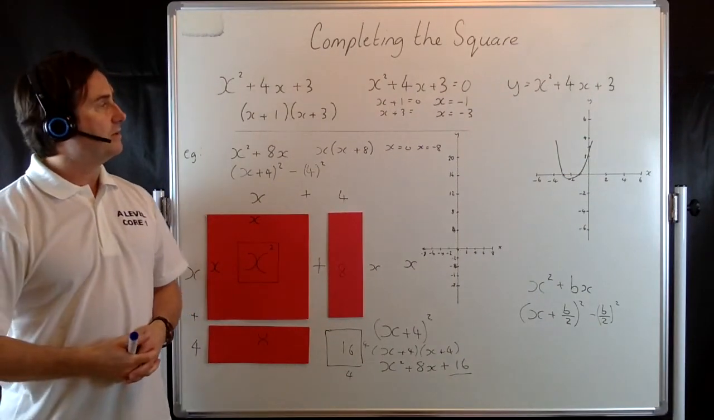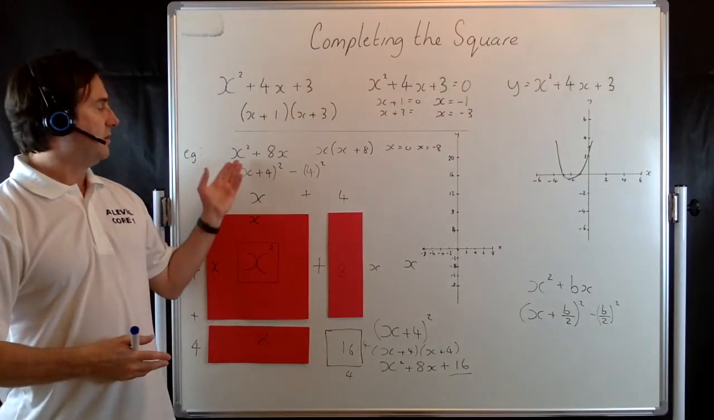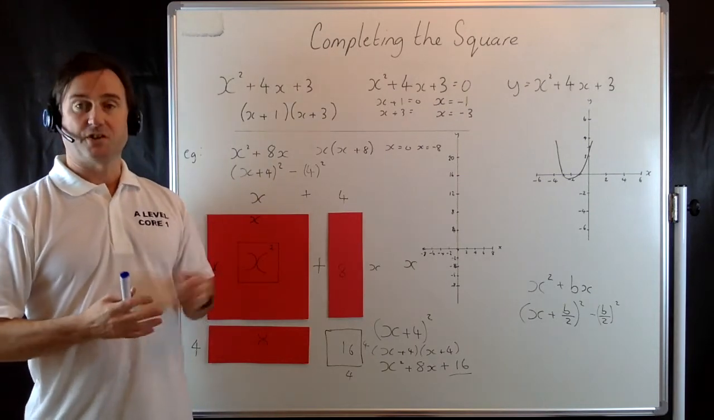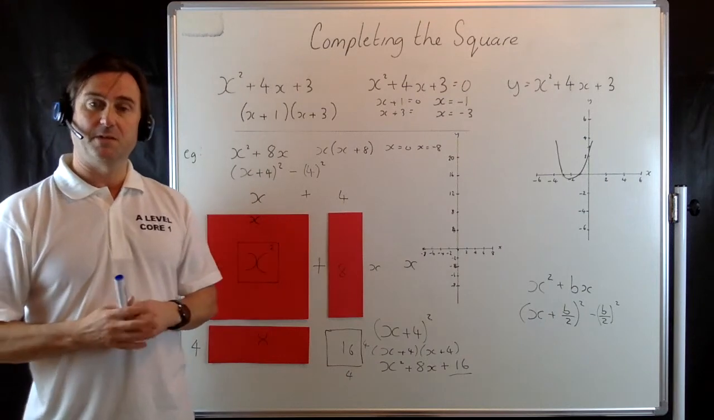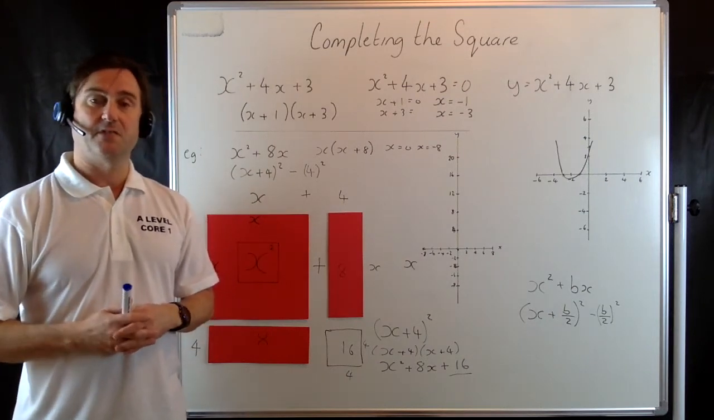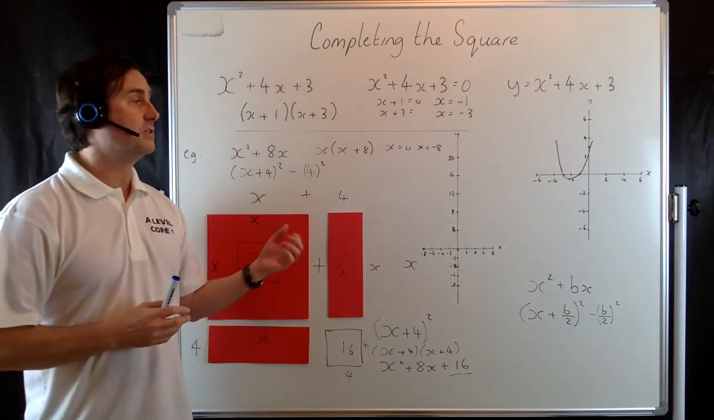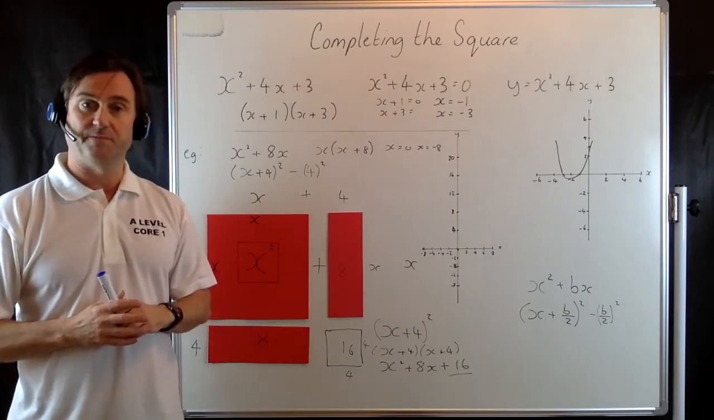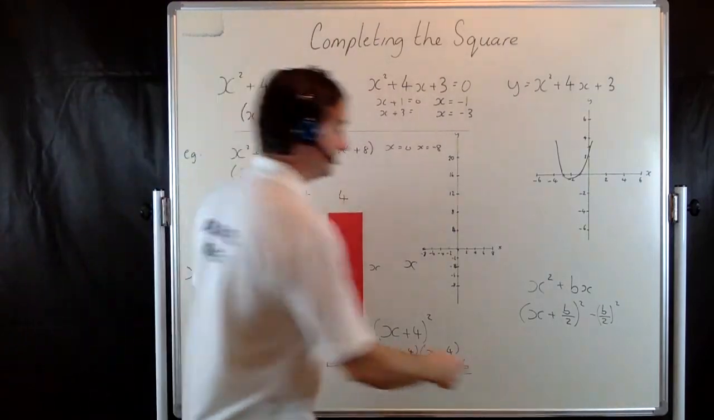Okay, now what I'm going to do is take my expression, x squared plus 8x, and I'm going to solve it. I'm going to complete the square, and then I'm going to solve it, and then I'm going to show you how that will help us to find the vertex, the minimum point of a curve. So let's just rub this out.